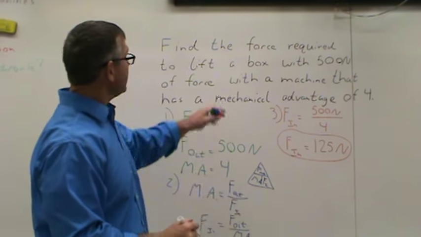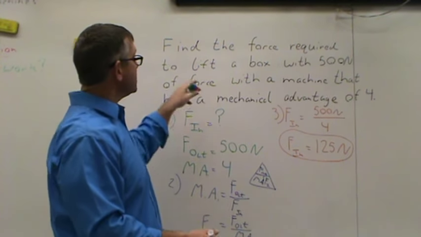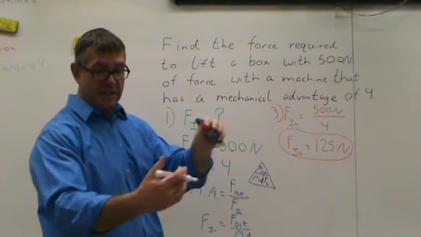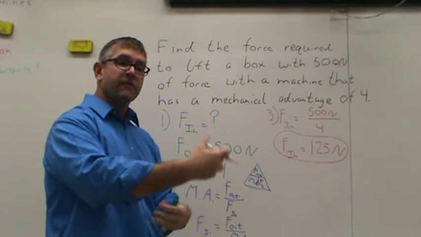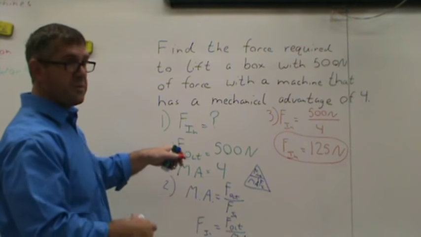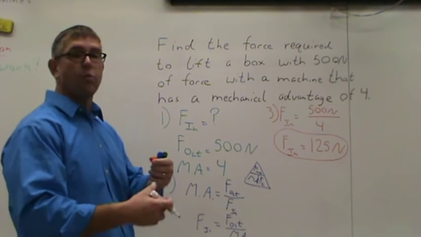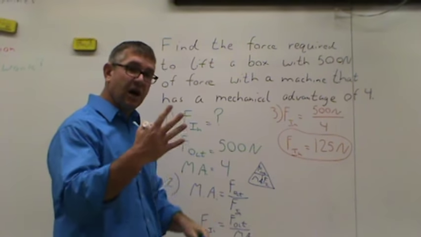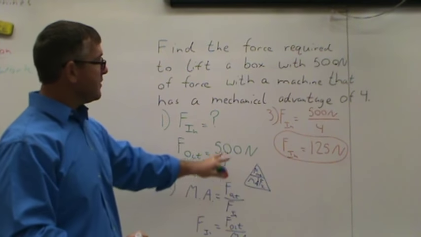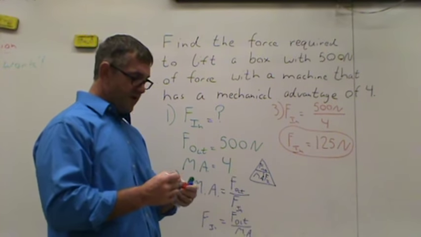So let's recap again. Find the force required to lift a box of 500 newtons. We're lifting it with 500, so we need to find that input force that the machine is going to need, whether it be a ramp, a pulley, whatever, with a machine that has a mechanical advantage of 4. Doing the math, we come out to 125 newtons.